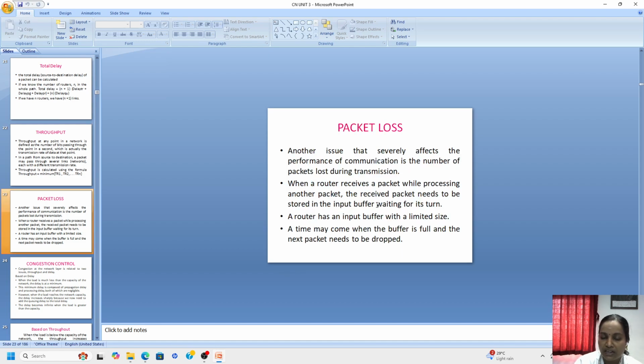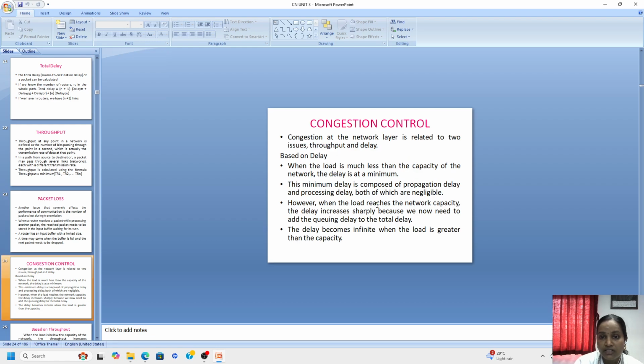Packet loss: during transmission of data packets, some of the packets may be lost. That is also measured in IP version 4. Next, congestion control. Congestion in a network layer is related to two issues: one is throughput and the other is delay. Based on delay, when the load is much less than the capacity of the network, the delay is minimal.